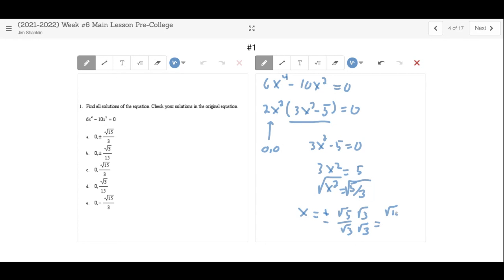So that gives me the square root of 15 on top. On the bottom, square root of 3 times square root of 3 is 3. So my answer is going to be plus or minus the square root of 15 over 3. And 0. So my answer key has 0 and plus or minus square root of 15. So I'm going to go with letter A for that one.